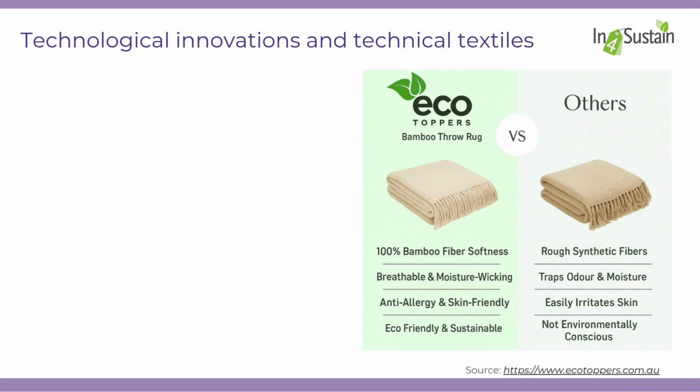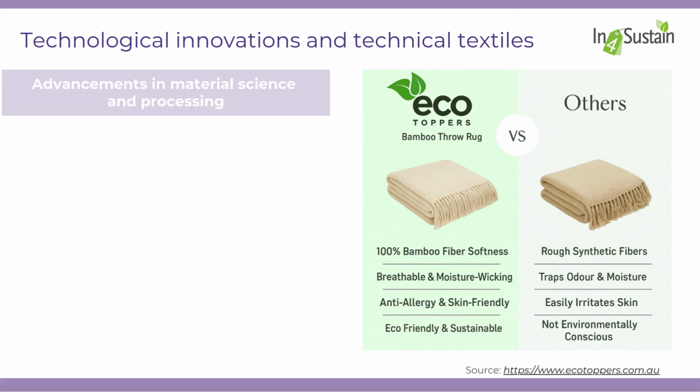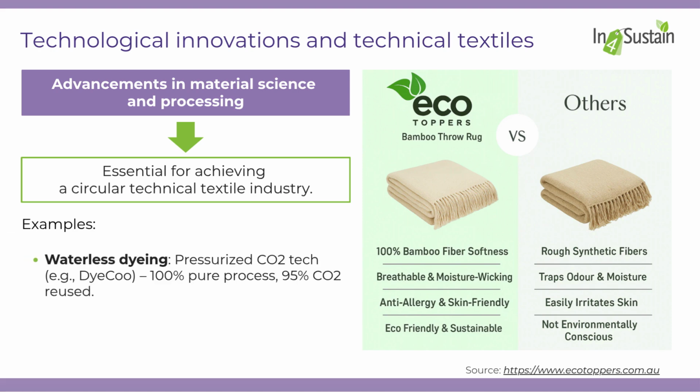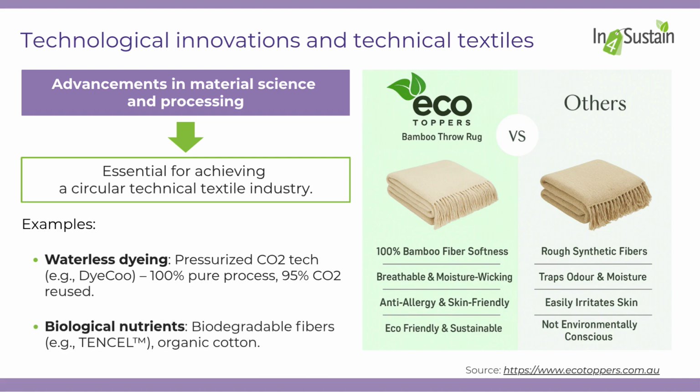In regards to the technological innovations and technical textiles, advancements in material science and processing are essential for achieving a circular technical textile industry. For example, in waterless dyeing technology processes, innovations such as pressurized CO2 dyeing, for example Daiku, eliminate the need for water and hazardous chemicals, allowing for a 100% pure dyeing process where 95% of the CO2 is reused. Considering sustainable fibre development, the industry is shifting toward biological nutrients like Tencel, a biodegradable wood pulp fibre, and certified organic cotton, which can safely return to the biosphere.